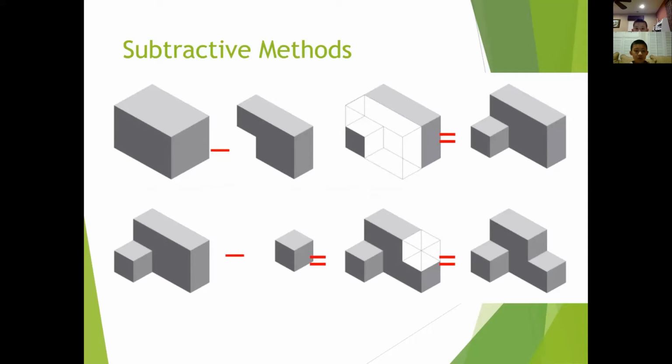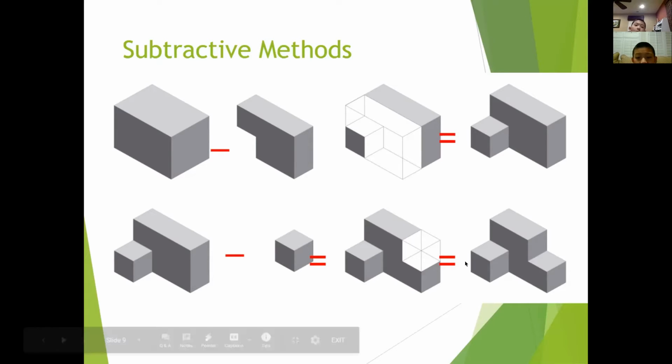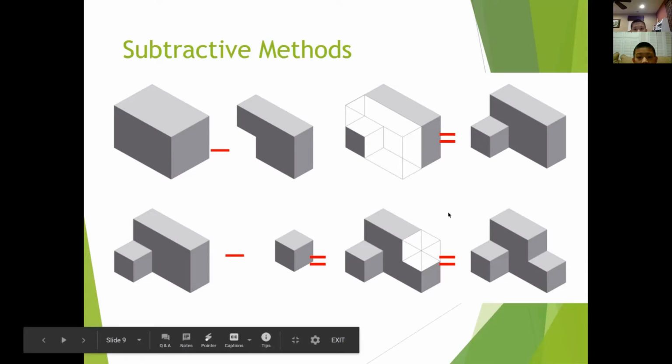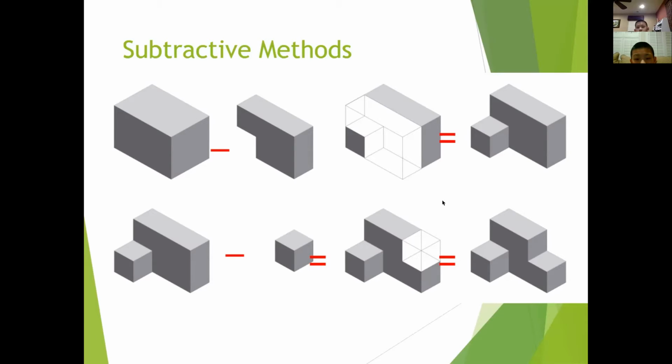So here we go. We have a huge block right here, right? We're going to cut off this part right here. So that gives me this part, right? And we'll take this part. We're going to cut off this little piece on the top right. And then we'll get this part, right? So that's what subtractive method means. That makes sense? Any questions?